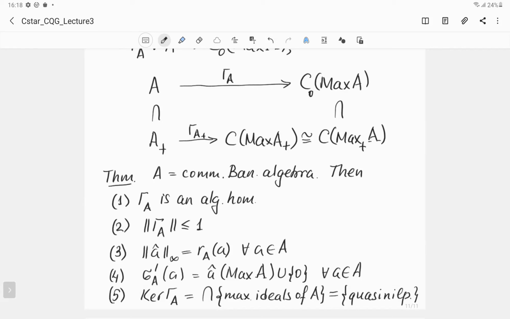Okay, so that's all I wanted to tell you today. In the next lecture, we begin to discuss C-star algebras. And in particular, we will prove one of the most fundamental results, the so-called commutative Gelfand-Naimark theorem, which states that if A is a commutative unital C-star algebra, then its Gelfand transform is always an isometric isomorphism. Okay, thank you.